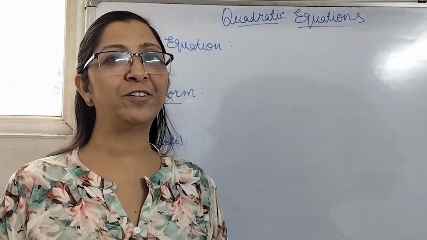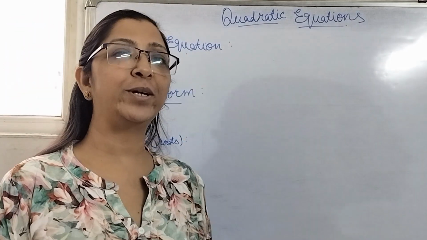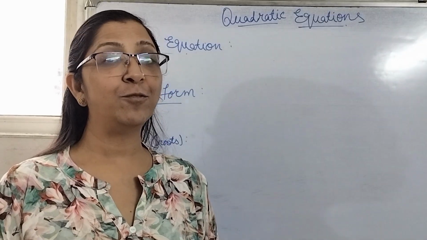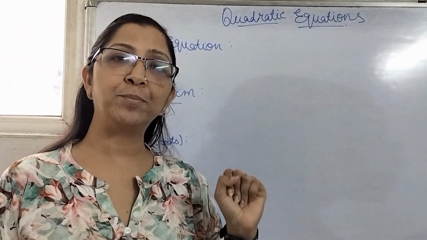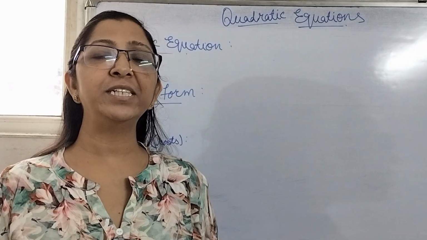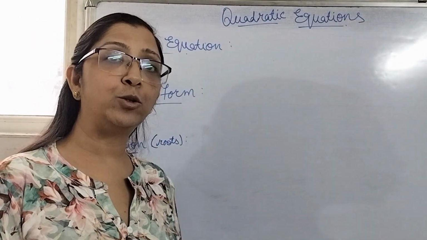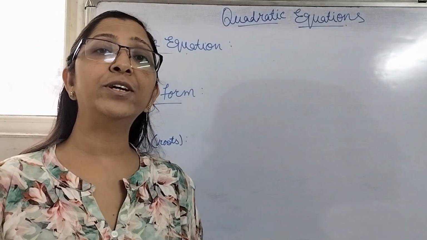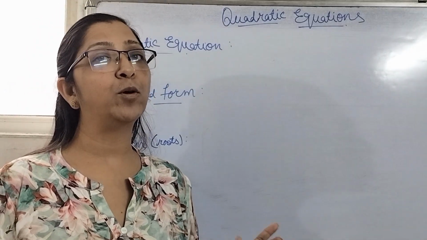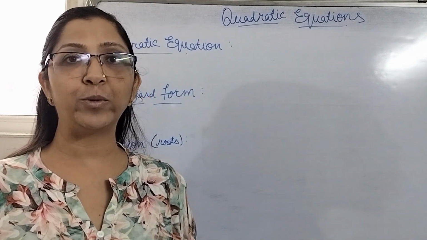Again with you all with a new topic of mathematics, that is quadratic equations. So let's see what is a quadratic equation. As we have seen in the chapter Polynomials, quadratic means 2. Whenever we make a polynomial with degree 2, it is known as a quadratic polynomial. And when we equate the quadratic polynomial to 0, we get a quadratic equation.